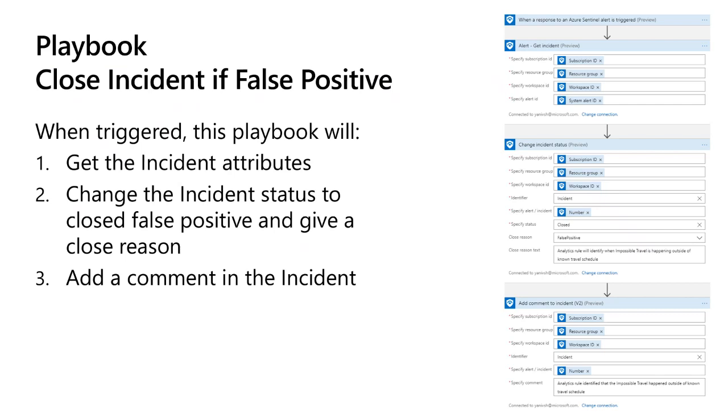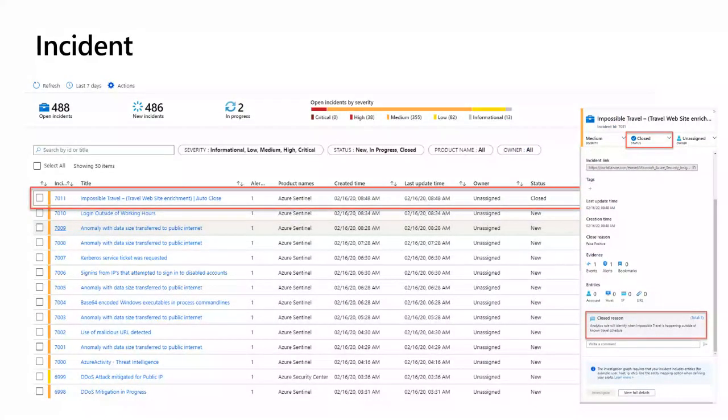So if this were to happen, we would basically see that we had this impossible travel incident. We can see that it's also now closed. We see the status is closed, and the closed reason is that an analytical rule identified that impossible travel is happening within the known travel schedule. So we're basically saying that it was a predicted travel, and therefore we don't need to have this incident.